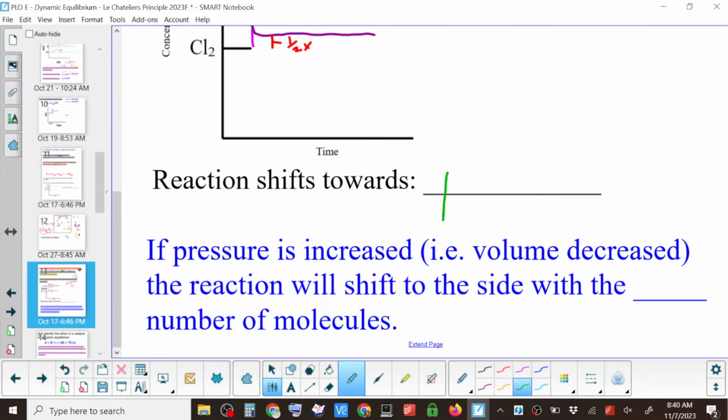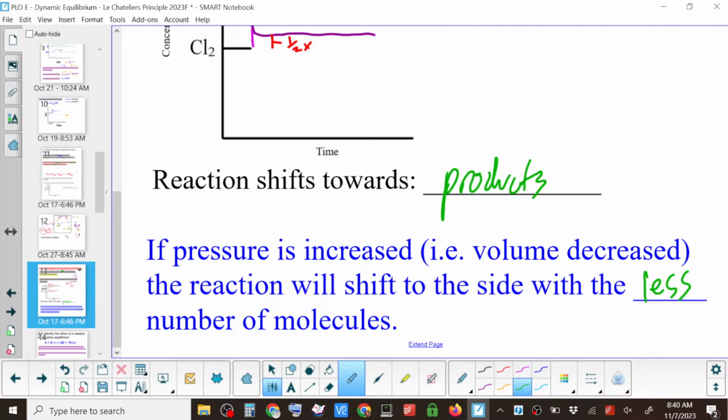We already did this. Towards products. Pressure is increased, volume is decreased. If pressure is increased and volume is decreased, the reaction will shift to the side with what number of molecules? More? Less? Less number of molecules.